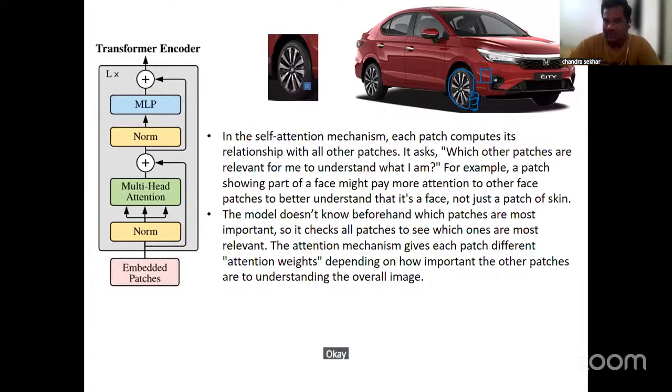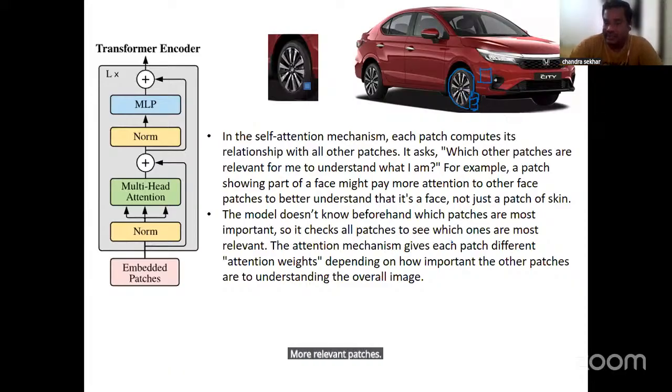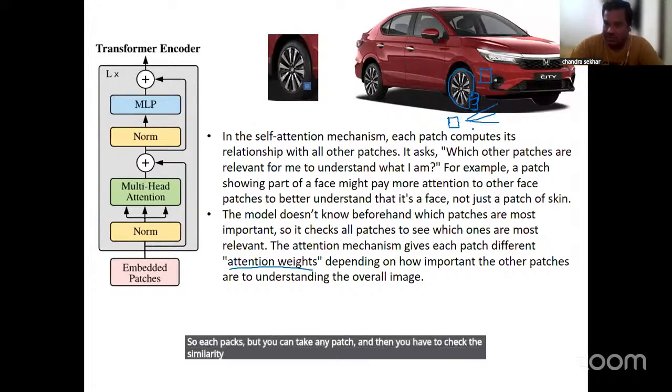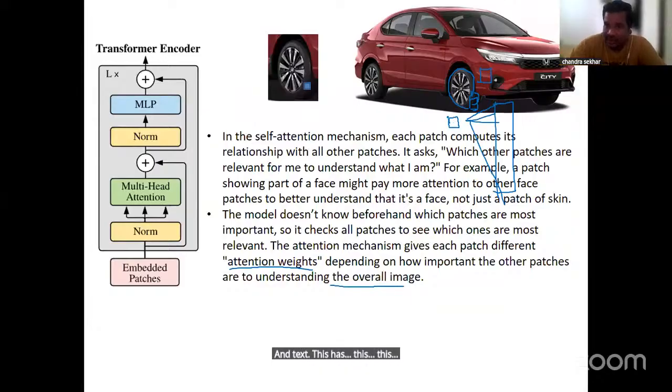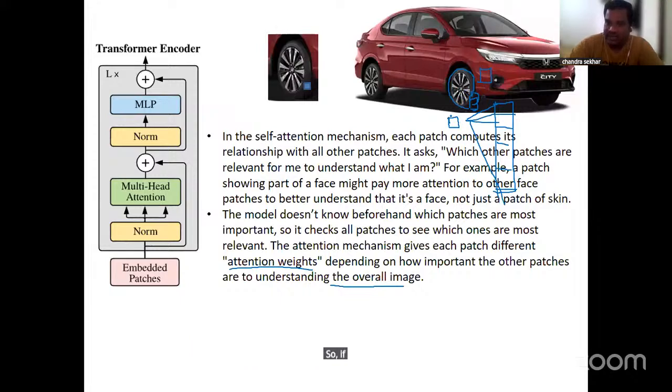Okay, the model doesn't know beforehand which patches are most important. So it checks all the patches to see which ones are related, the more relevant patches. The attention mechanism gives each patch different attention weights. So you can take any patch and check the similarity or relevance to all other patches in the image, how important the other patches are to understanding the overall image. Context. This patch wants to understand its role in the image. For that, it has to understand all other patches of the image. So if this has to understand where it is, which part it belongs to, okay?